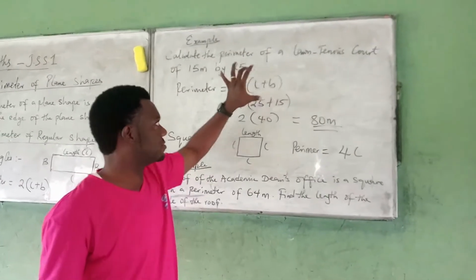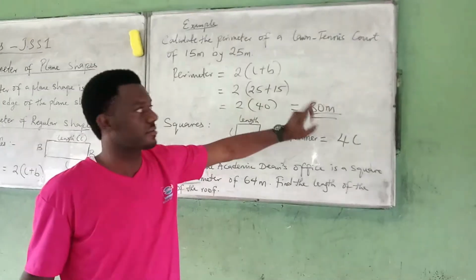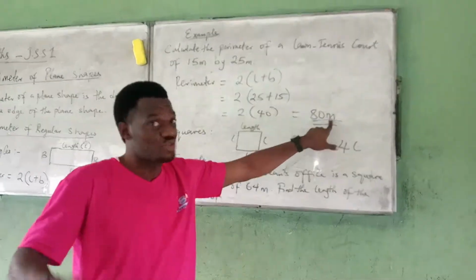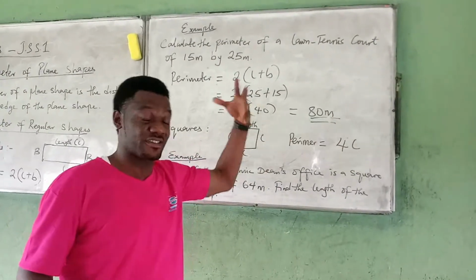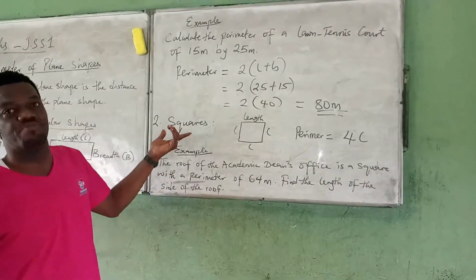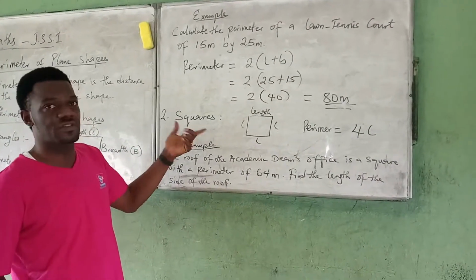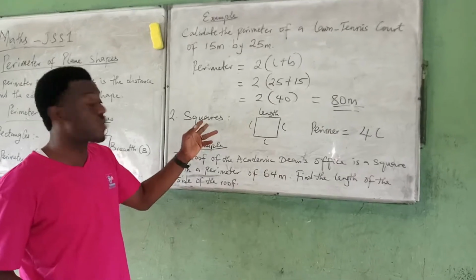Just very simple. The formula, and then fixing the numbers, then you get the answer. Then there must be 80. Don't just write 80. You must indicate 80 meters or centimeters, as the case may be. So the second regular shape we are going to discuss, to find the perimeter, is the square.